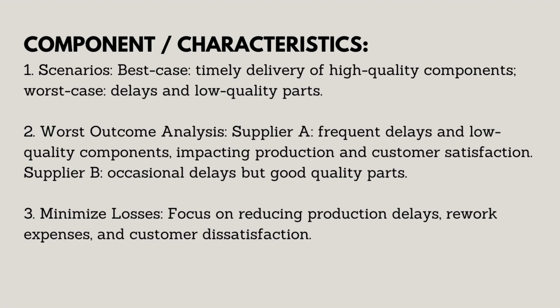For number one, you need to identify the scenarios. For the best case, your coffee beans will be a timely delivery of high quality components, but for the worst case, there are some delays and low quality parts. Second, for worst outcome analysis, with supplier A, frequent delays and low quality components will happen, and it will impact production and customer satisfaction. However, supplier B has some occasional delays but good quality parts. And number three, it will help you to minimize losses because it will focus on reducing production delays, rework expenses, and customer dissatisfaction.